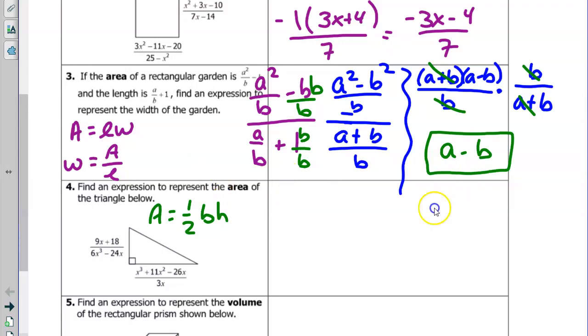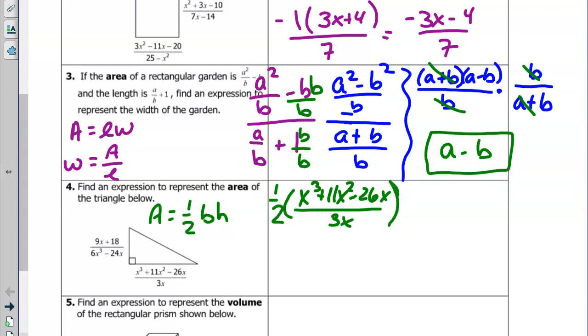Alright, so now what do I do? You plug it in. You plug in the base and the height. Okay, tell me what to write. So 1/2 times x cubed plus 11x squared minus 26x over 3x. Yeah. And then times 9x plus 18 over 6x cubed minus 24x.